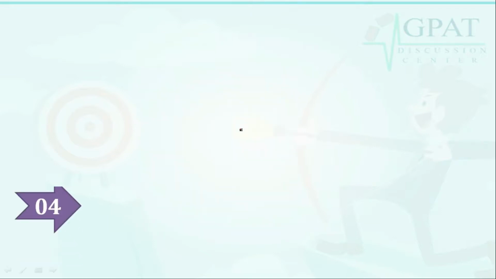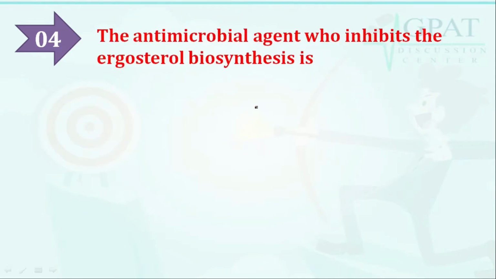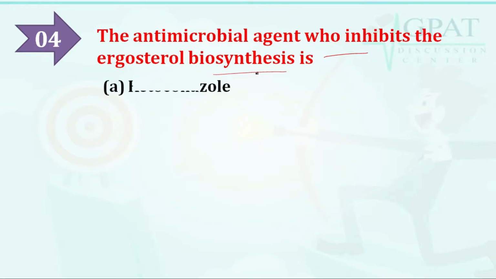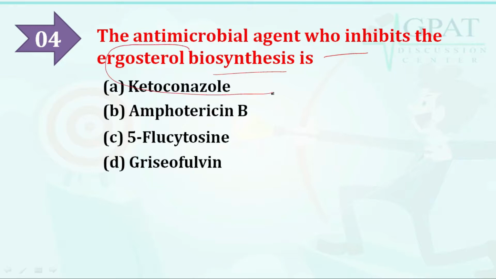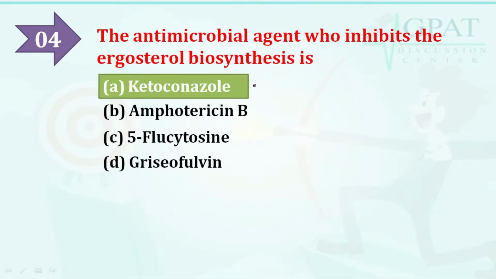And the next question: the antimicrobial agent that inhibits ergosterol biosynthesis. The options are option A ketoconazole, option B amphotericin B, option C 5-flucytosine, option D griseofulvin. So which antimicrobial inhibits ergosterol biosynthesis? The correct answer is ketoconazole. Ketoconazole is actually a broad spectrum antifungal drug.